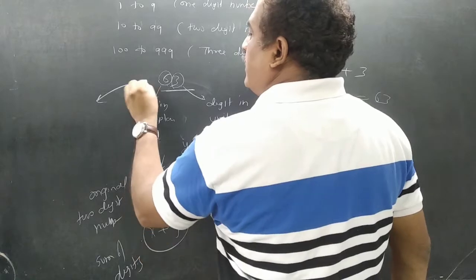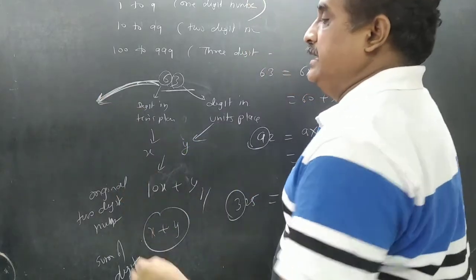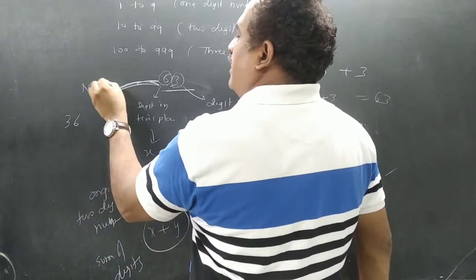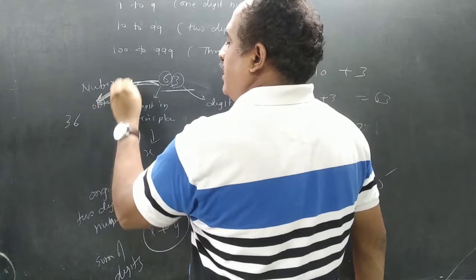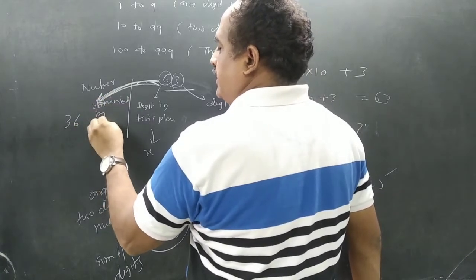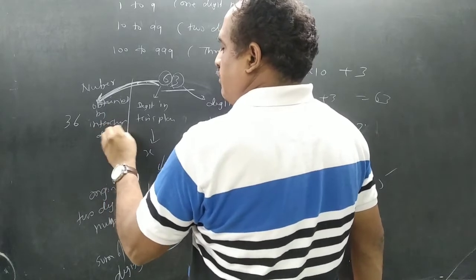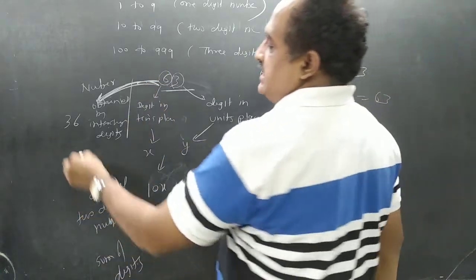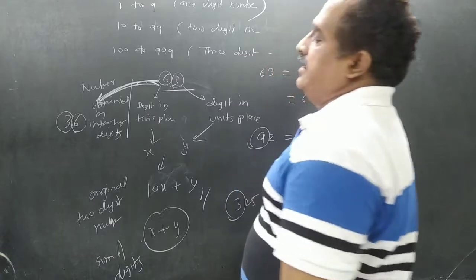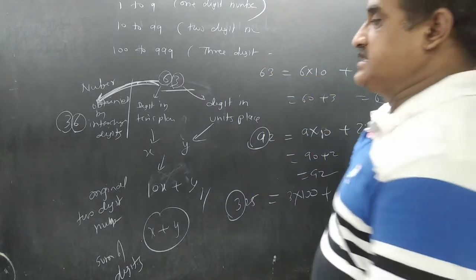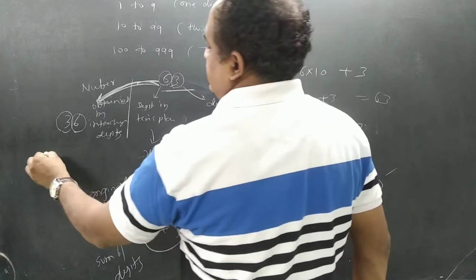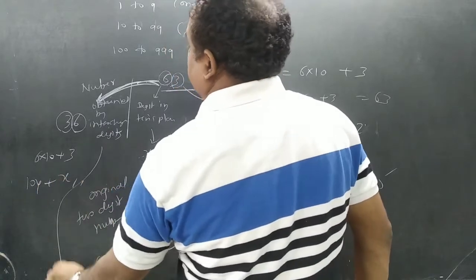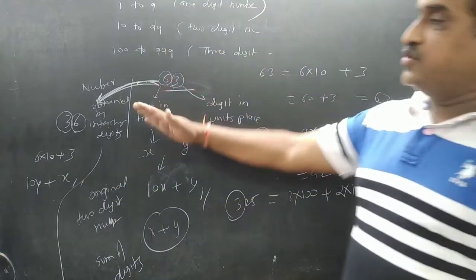I am going to write one more number related to this number. 36 is the number obtained, how? By interchanging digits. By interchanging digits, instead of 63, we get 36. In 36, 3 is at tens place and 6 is at units place. So if the digits are interchanged, this will become 6 into 10 plus 3, that is, 10y plus x will be the answer for this two digit number.